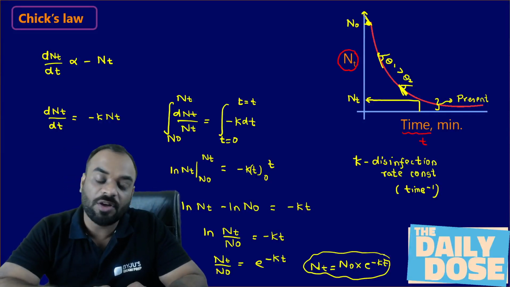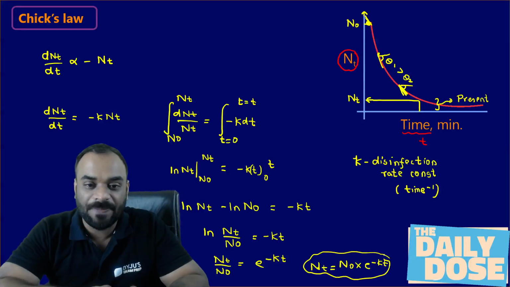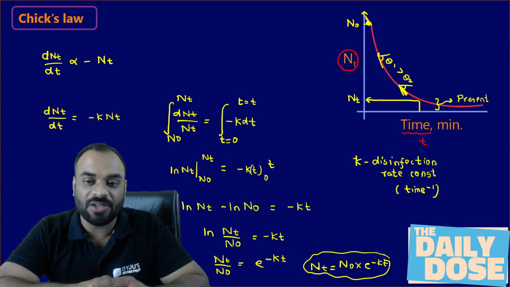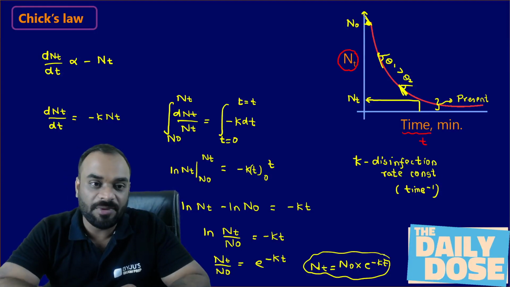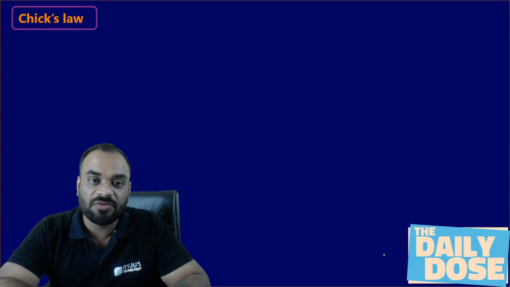It is used to find out the number of microorganisms present after time T. So kindly use this equation to solve your problems. I hope all of you are able to understand the relation given by Chick's law. So kindly use it.